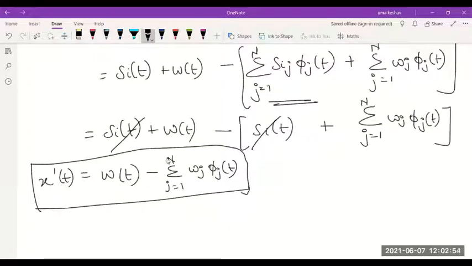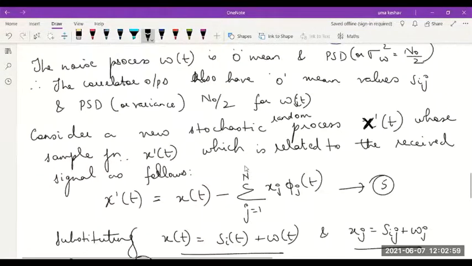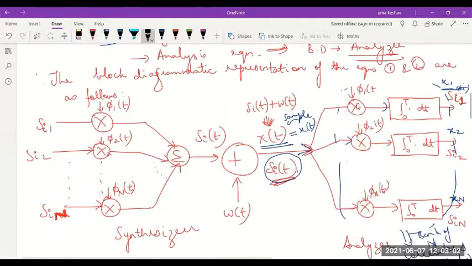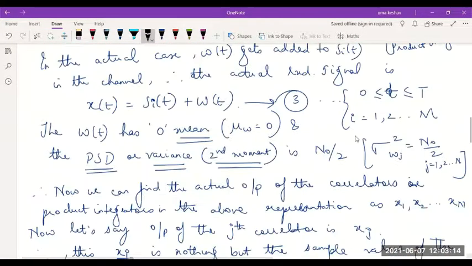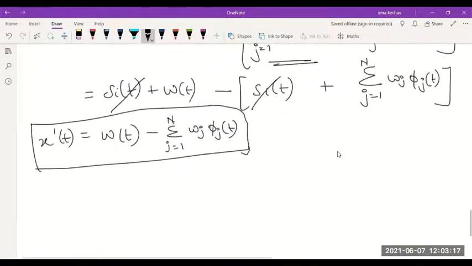Orthonormal basis function, summation of all this. So, summation of the part of the white noise in each of these products. Which part of the white noise gets multiplied with this? So, the actual white noise minus the processed white noise in these correlators. Let me call this W dash of t.